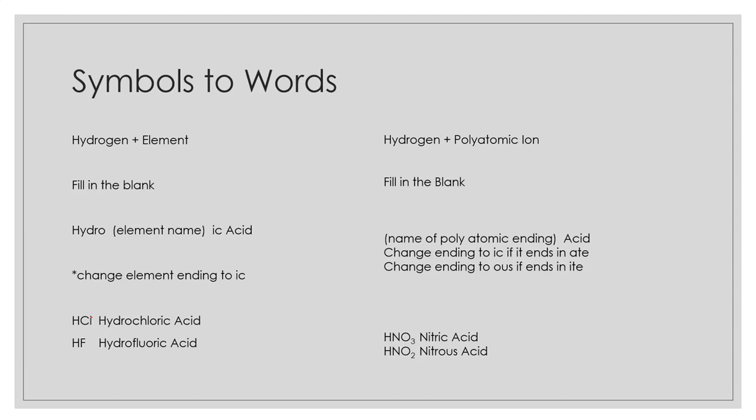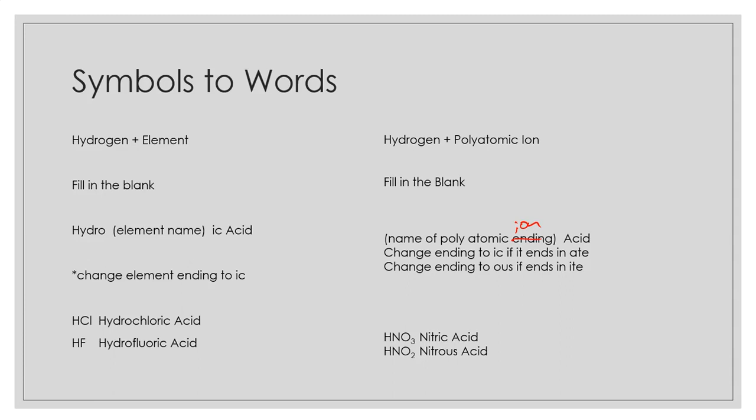So not too bad there. The next one, if it's hydrogen plus a polyatomic ion, we're going to fill in the blank here. So the name of the polyatomic ion, and then acid. We do have to change the ending though. So if the polyatomic ion ends in ate, you change it to ic. If it ends in ite, you change it to ous.